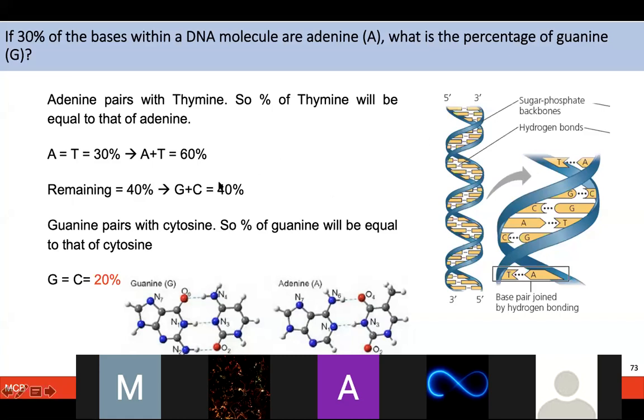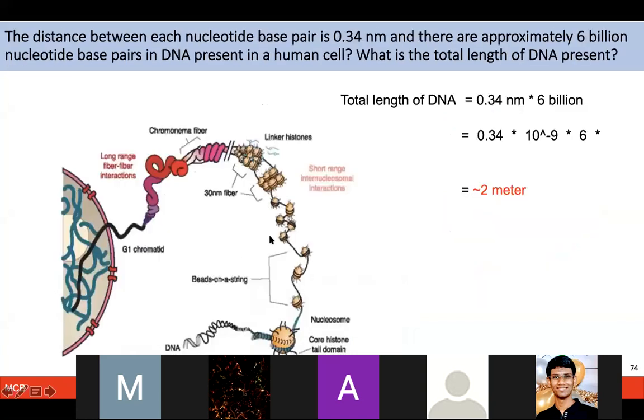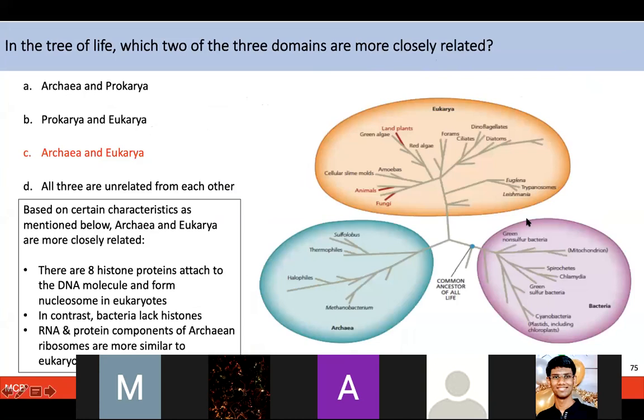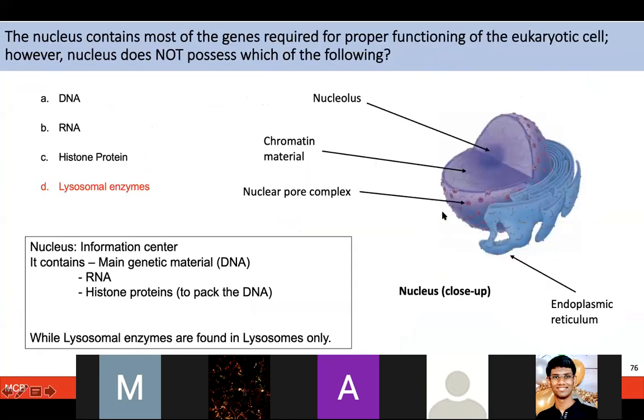This question was straightforward when we asked in the first quiz about the base pairs of AT-GC. You know that AT and GC are going to form base pairs, and this is how the numbers came from that. The other question was a simple calculation of the length of the DNA, where you had to calculate the distance of the nucleotide base pairs and the total number of base pairs, 6 billion. That was a simple calculation giving around 2 meters of length. Tree of life, which two domains are more closely related? Archaea and eukaryotes, which we have talked about a couple of times earlier.